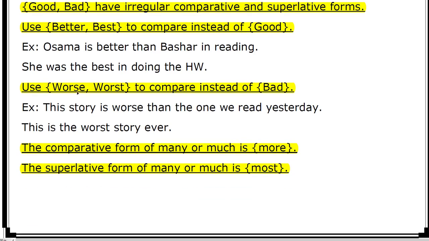We also use worse and worst to compare instead of bad. Example, this story is worse than the one we read yesterday. This is the worst story ever. So here, worse and worst, comparing and superlative forms from the adjective bad. They are irregular. You have to remember this.